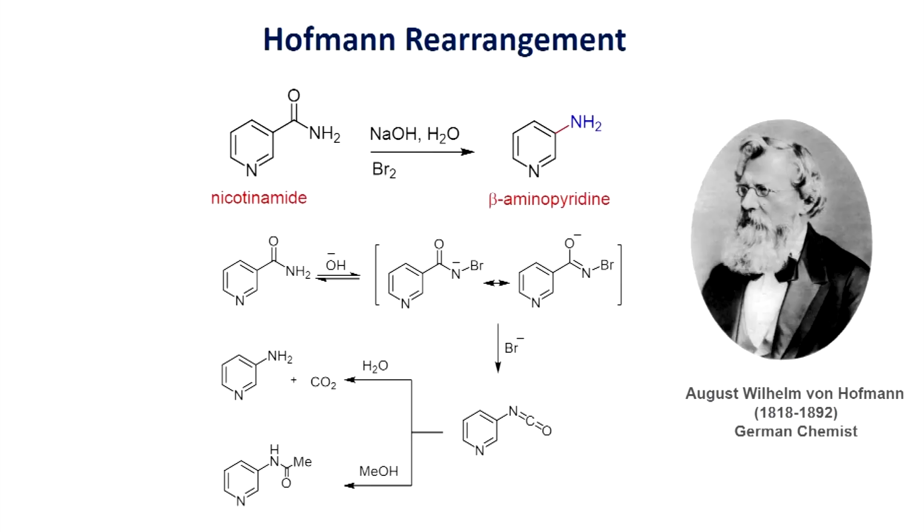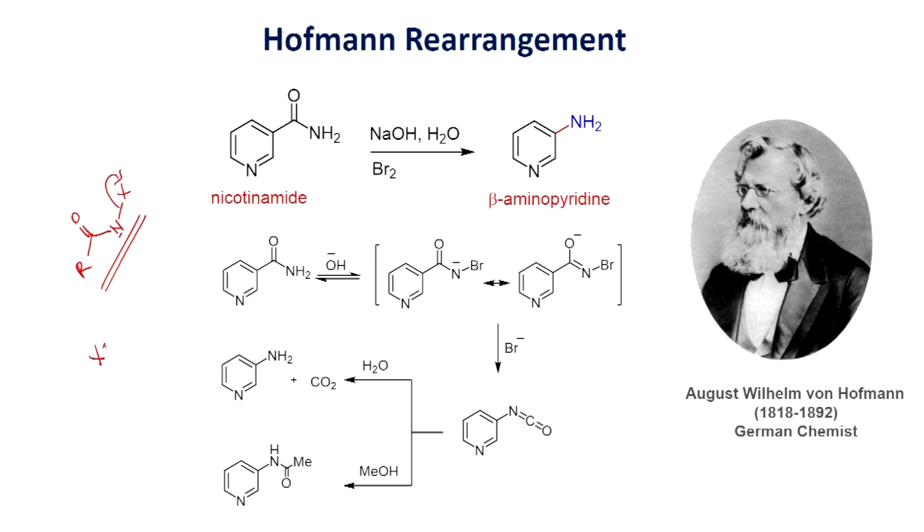Now let us look at the reactions that involve rearrangement to an electron deficient nitrogen atom. The common intermediate in all these reactions will be this. This is the leaving group.